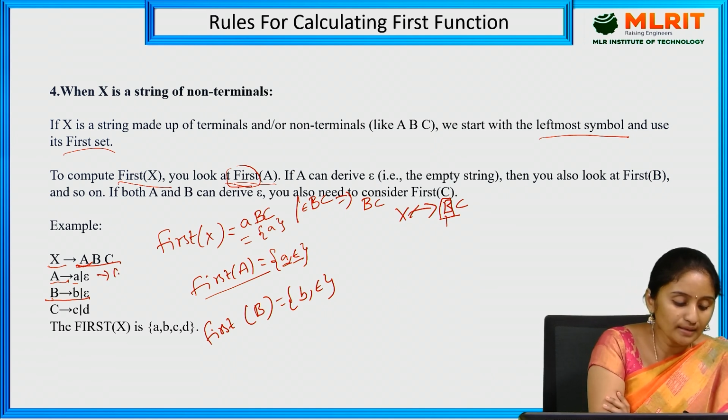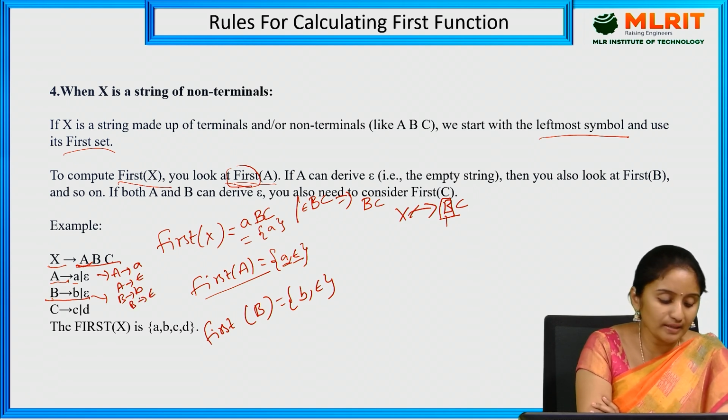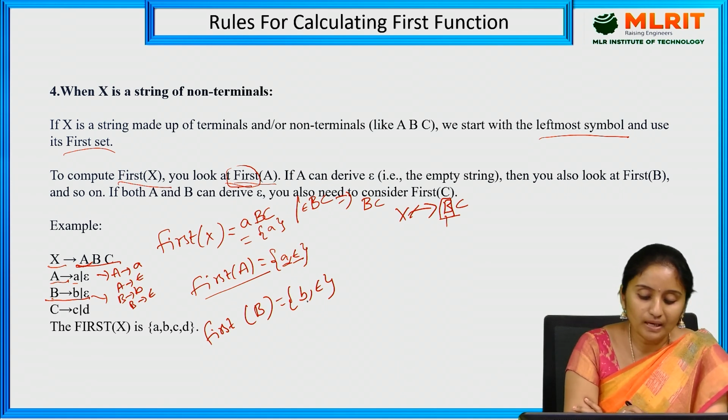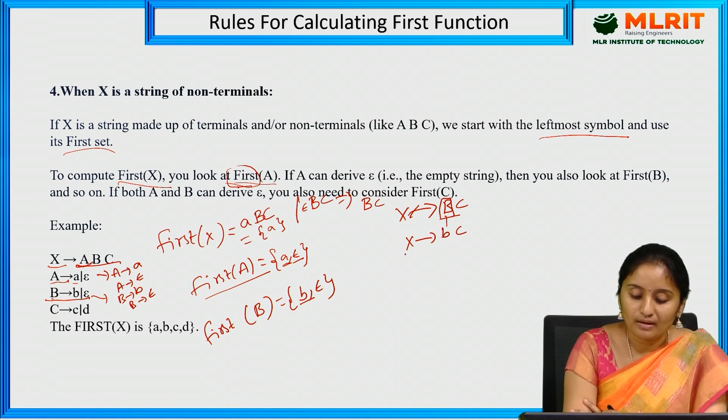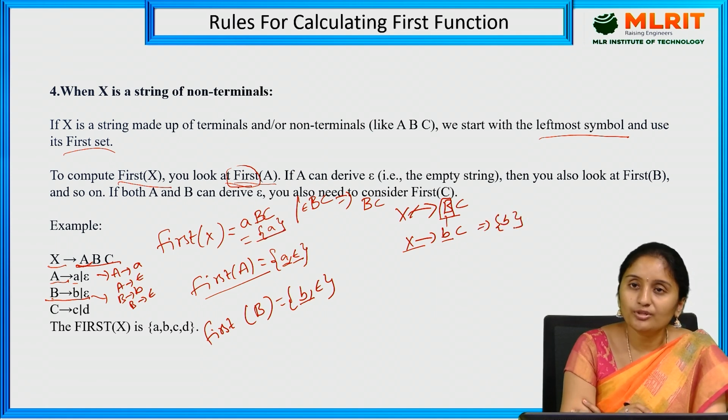How can I write this? A tends to a, A tends to epsilon. Similarly, I can write B tends to b, B tends to epsilon. Two productions I have written in a single statement by using the OR operator. So b comma epsilon. Now I am substituting B over here, X produces BC. First of X, what am I going to get here? Small b. Here I got a, now I am going to get b.